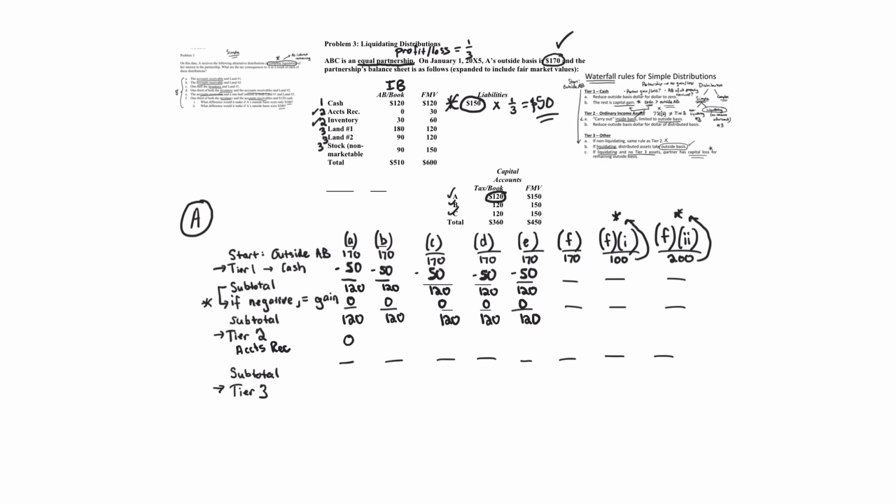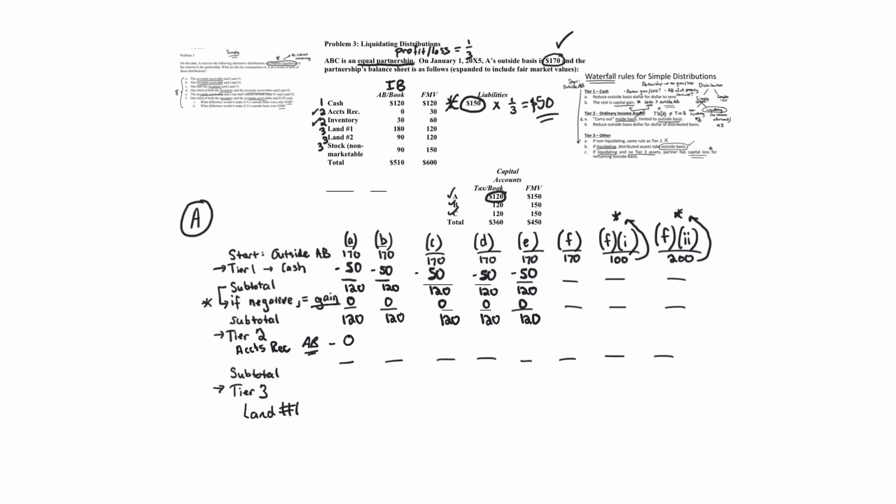So now we receive one other thing, land number 1. So that's a tier 3 asset. So we bring this down, right? So the accounts receivable is a basis of 0. That's what we're doing. We're determining if there's any gain, and we're determining the basis of property. And also if there's a loss at the end, and you'll see how that works out later on. Okay, do we have any tier 3 assets here? Yes. We have land number 1.